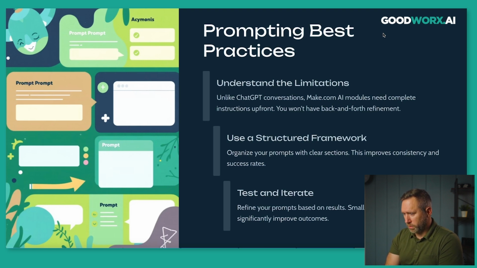Understand the limitations. Unlike ChatGPT conversations, Make.com AI modules need complete instructions up front. You won't have back and forth refinement. Number 2, use a structured framework. Organize your prompts with clear sections. This improves consistency and success rates.